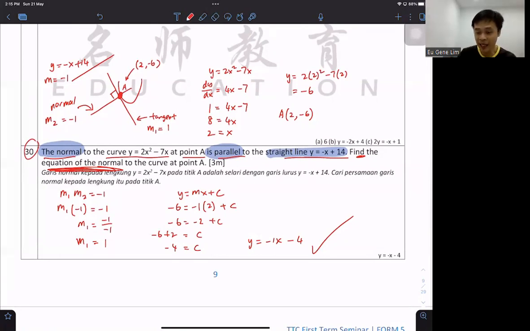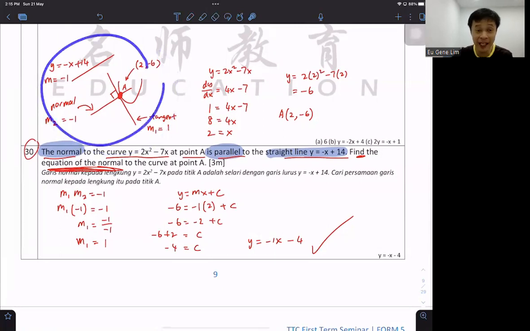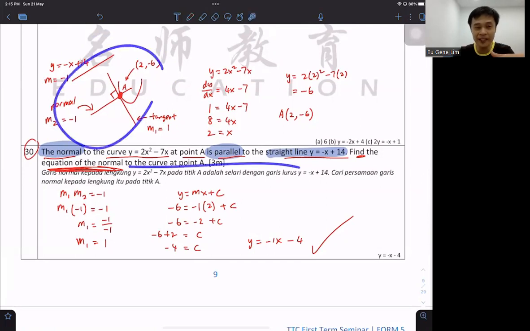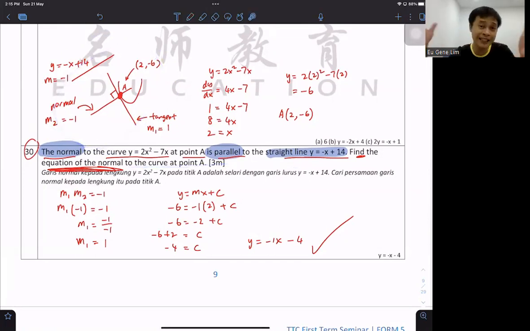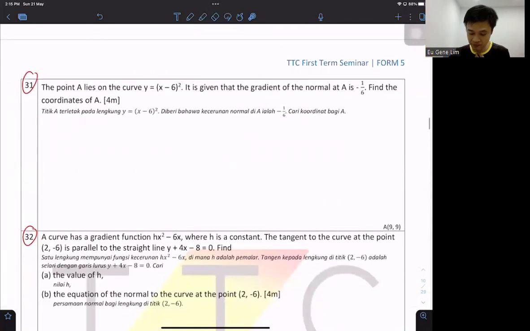Okay, understand. So for this kind of question, you have to learn how to draw like this. Because without drawing, if you just read the question without drawing, sometimes it's quite difficult to understand the situation. Okay, like next one. Let's try question 31.